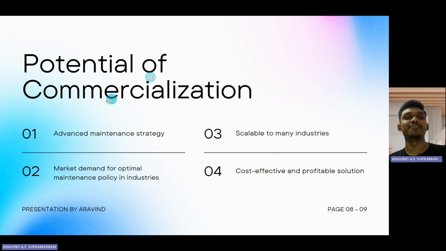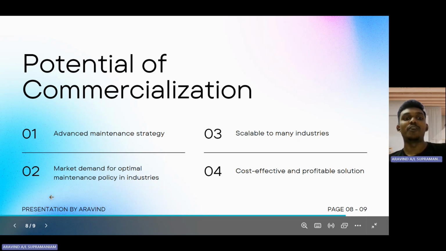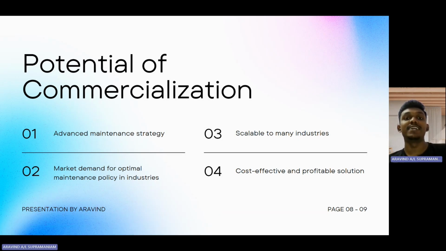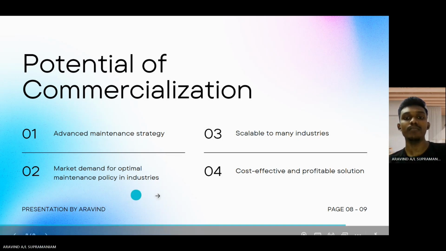Let us look at the potential of commercialization of this project. Firstly, it is an advanced maintenance strategy where the deep reinforcement learning based model can produce an optimal maintenance policy where the previous methods cannot. Second, market demand for optimal maintenance policy in the industry is very high since deep reinforcement learning is able to produce optimal maintenance policy. So this has very high potential for commercialization in the industries, especially in manufacturing.